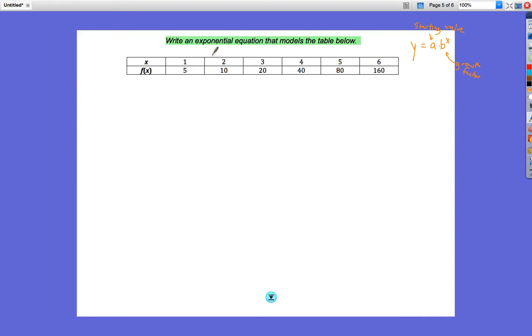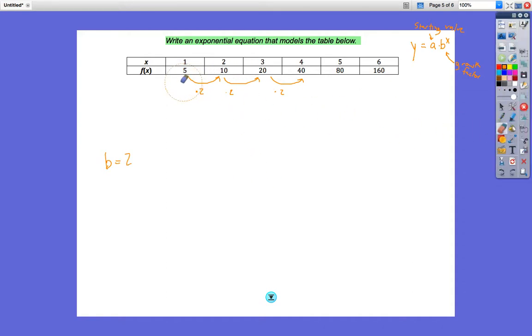Now that's another important part to why I said the step is 1. It's going to make it a little bit simpler for us because we can just kind of look and say, okay, well, from 5 to 10, from 10 to 20, from 20 to 40, what's happening? We're doing times 2 each time. And if that's the case, then B is 2. That's kind of easy to spot in this case.